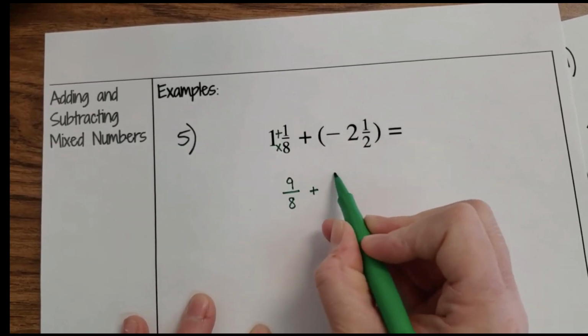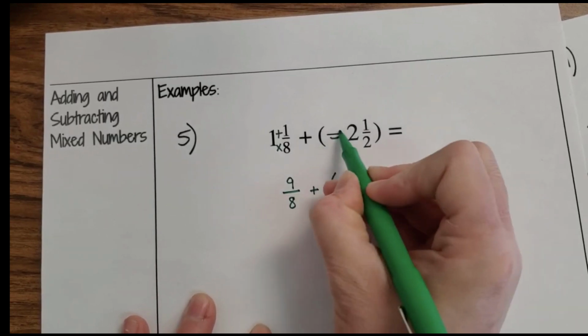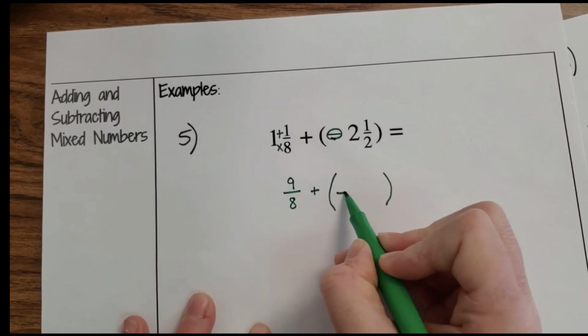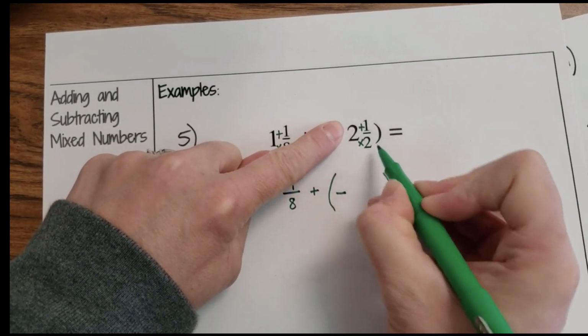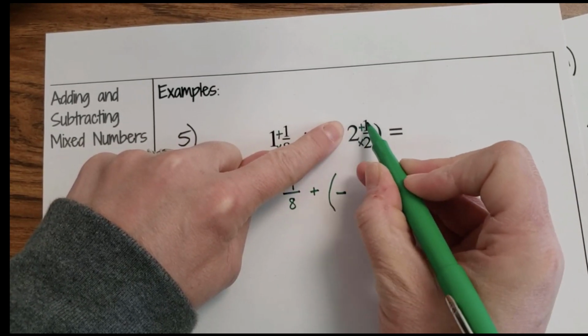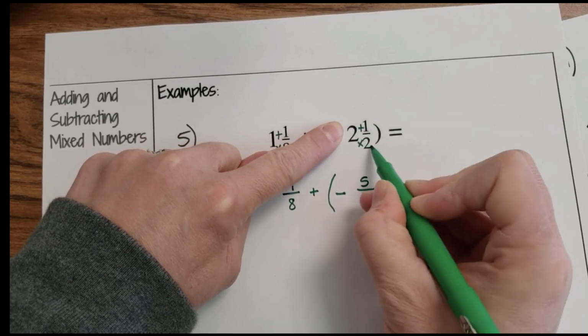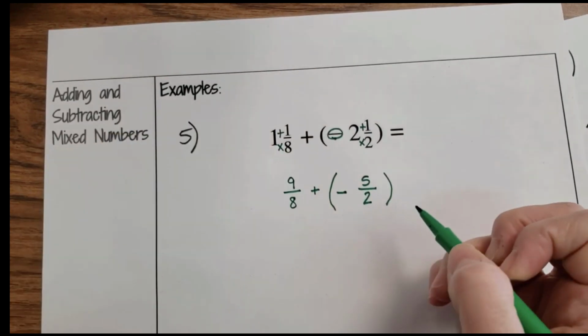Bring down the plus. We're going to need some parentheses here. This is a negative fraction. We're going to drop it straight down. Cover up the negative. Let's do the Texas. 2 times 2 is 4. Plus 1 is 5. 5, what size pieces? They're halves. So bring down the halves.